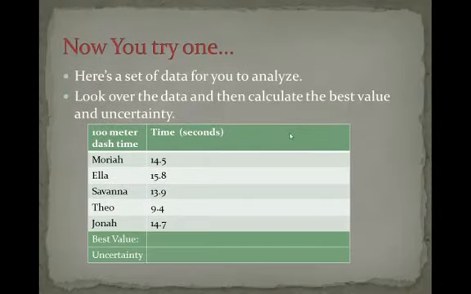Let's try one for you. So here's a set of data. Go ahead and analyze this data. Take a look at it, calculate the best value and the uncertainty, taking into consideration if they may have any outliers. And you might want to push pause, get a sheet of paper, write down your best value, write down your uncertainty, come back, push play, and we'll see how you did. So I'm going to go ahead and move forward.